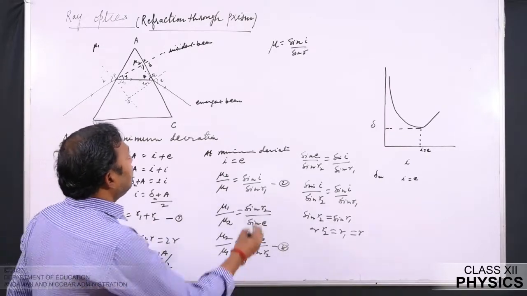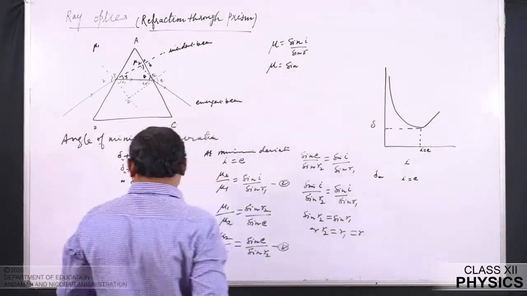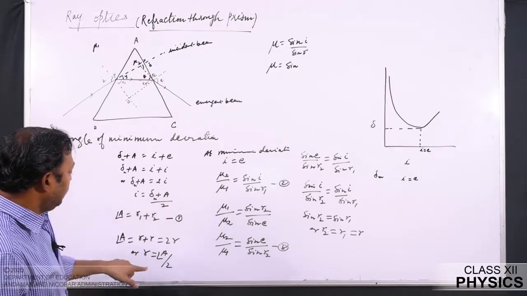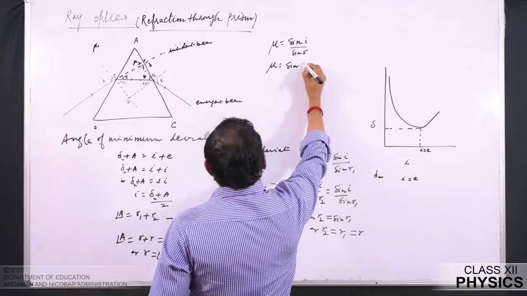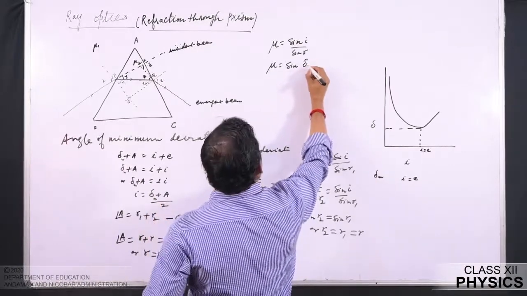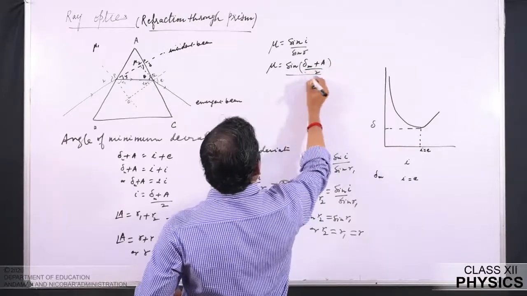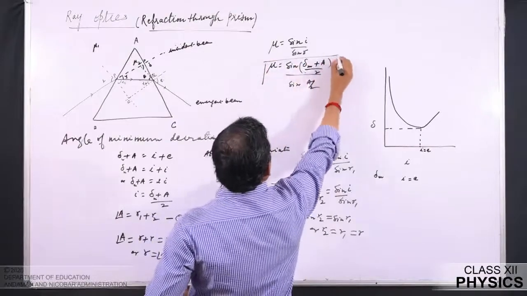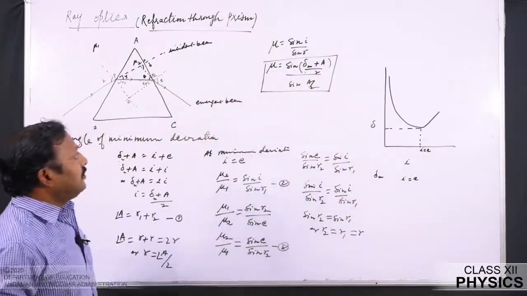So, replacing the value of i with angle of minimum deviation plus A divided by 2, and r with angle A by 2, then mu becomes sin of (delta minimum plus A) divided by 2 by sin A by 2. So, this is the relation between angle of minimum deviation, prism angle and refractive index.